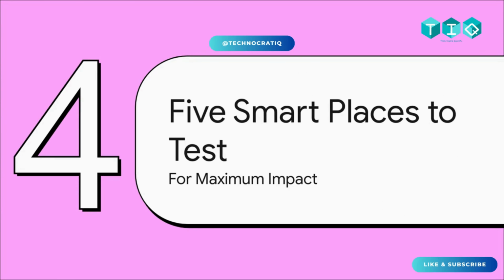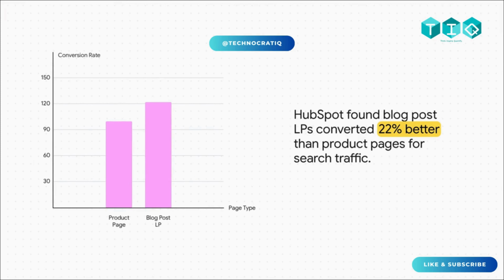Okay, so you get the process, you see the potential, but where on earth do you even begin? Let's look at 5 really smart places you can start testing right away to get the maximum impact. One really powerful area to test is the user journey itself. HubSpot, for example, ran a test to see what worked better, sending search traffic to a blog post or sending it straight to a product page. And the result was fascinating. The blog post landing page actually converted 22% better. That's a huge insight into how their customers behave.